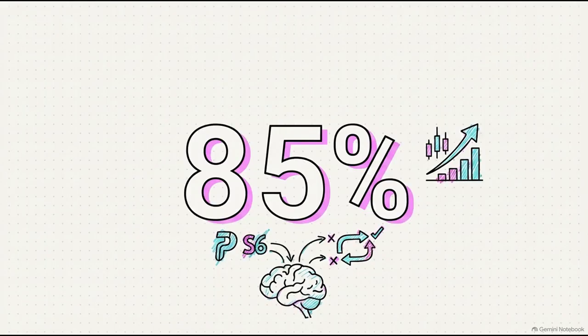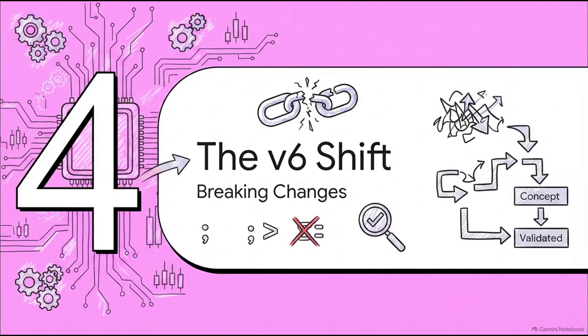85%. Let that number sink in for a second. That represents the first-pass compilation success rate for Pineify's specialized AI. And that high success rate is a direct result of the AI being fine-tuned specifically on Pinescript version 6 documentation, plus having a built-in autofix loop that detects errors and iterates automatically, all before you even see the final output. It's practically magic.